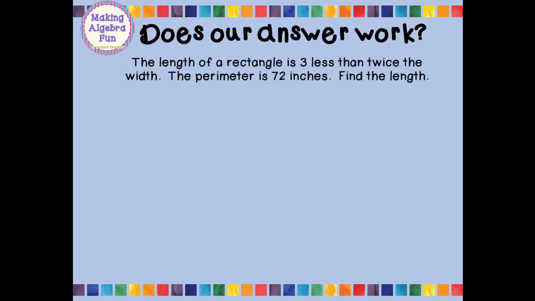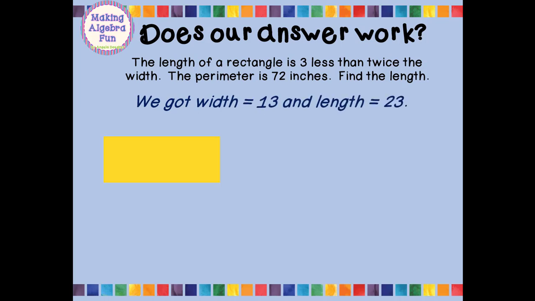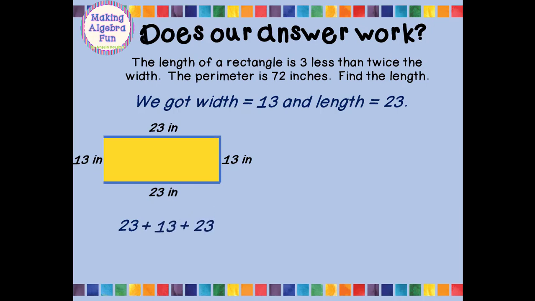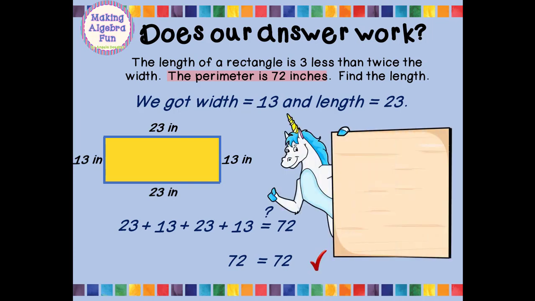I want to examine our answers a little bit. So going back to the original question, we got the width is 13 and the length is 23. So let's take a look at what a rectangle would look like with those dimensions. Now, perimeter means add up all the sides. So you know that in a rectangle, the opposite sides are the same. So I'm just going to fill those in. And then you just add them all together. 23 plus 13 plus the other 23 plus 13 again. And it should equal 72. So if you add those all up, you find out that it does, and you know we got the right answer.